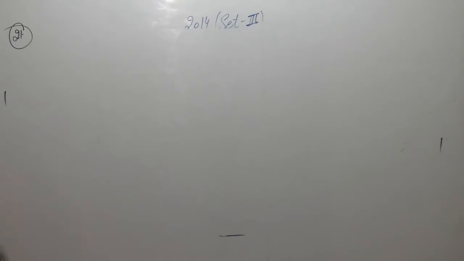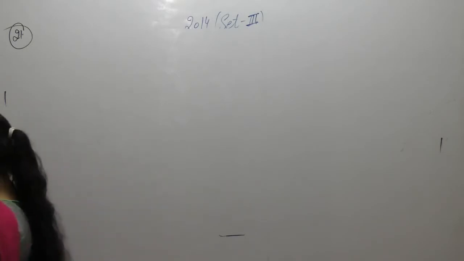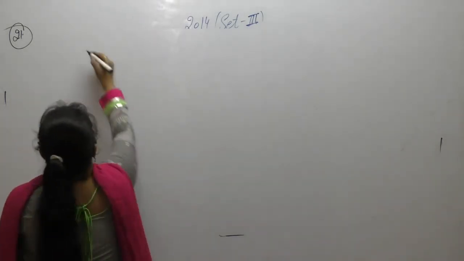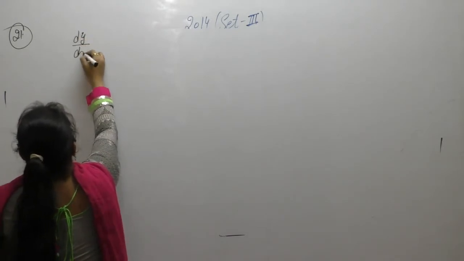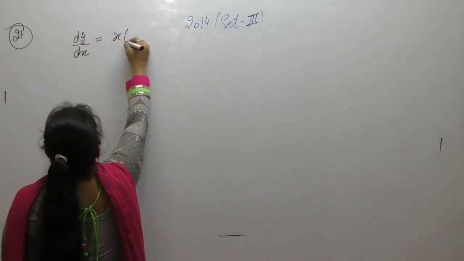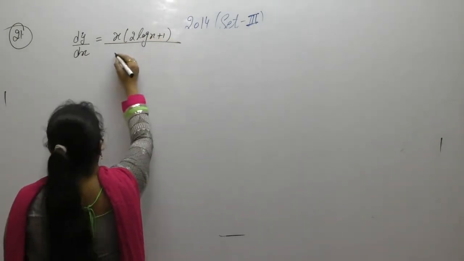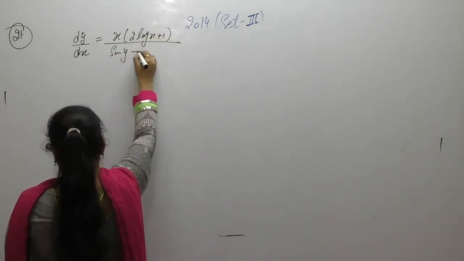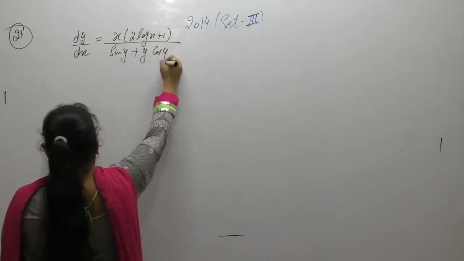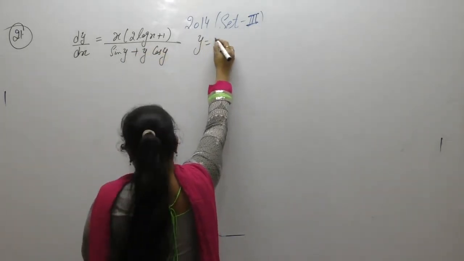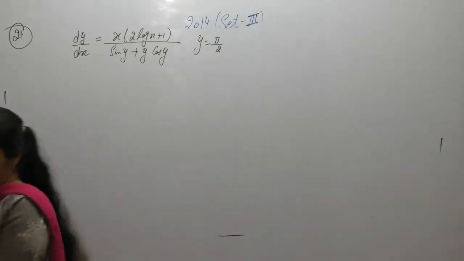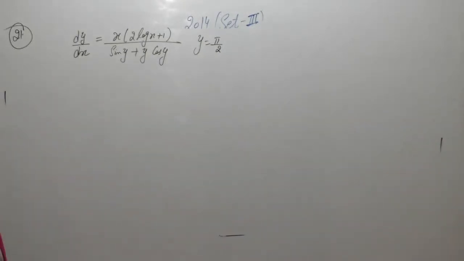Find a particular solution of the differential equation dy upon dx is equal to x into 2 log of x plus 1 upon sin y plus y into cos y, given that y is equal to pi by 2 when x is equal to 1.